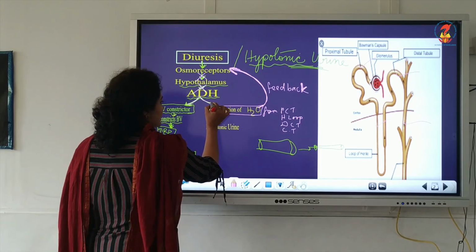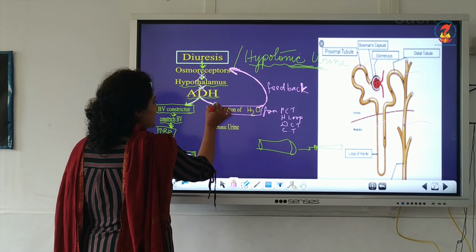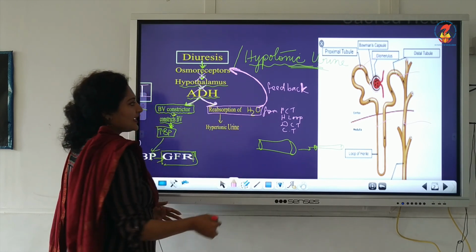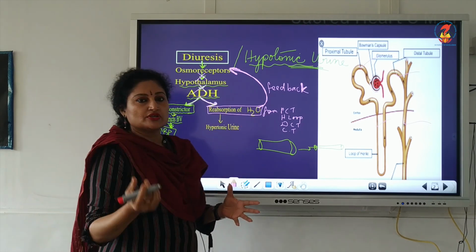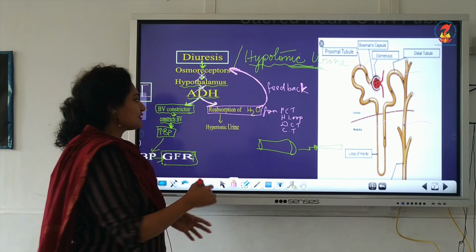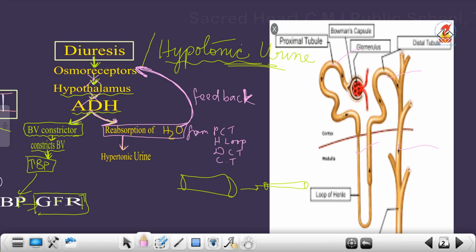Now, I will continue with this. The role of ADH is to help in the reabsorption of water, and as a result, a lot of water is reabsorbed from the filtrate, and finally, the urine that comes out will be hypertonic. So the problem which we started with, diuresis or hypotonic urine, is being solved. We get hypertonic urine. That is why we do not lose a lot of water in the form of urine, especially during summer.